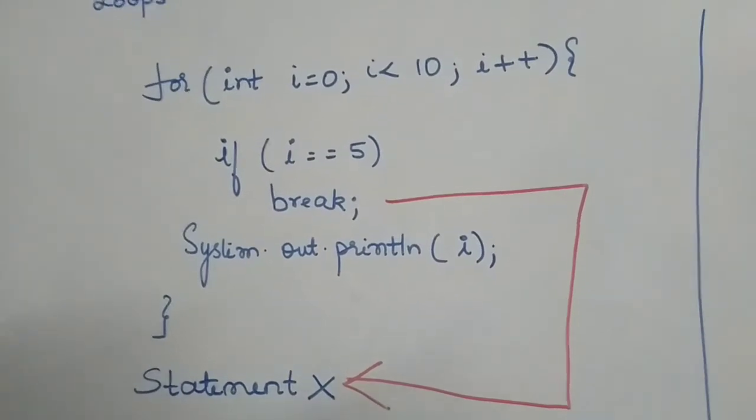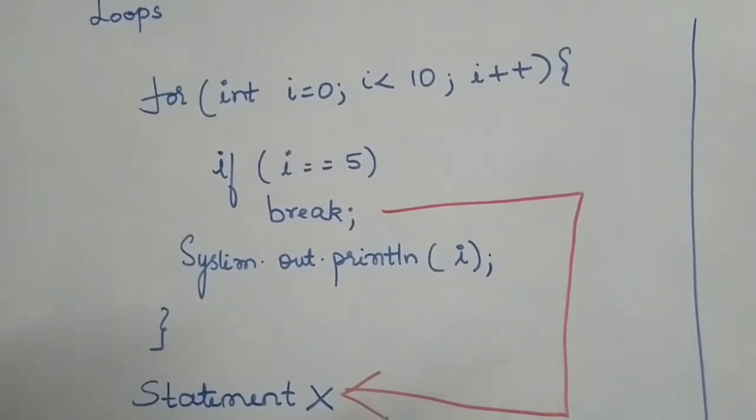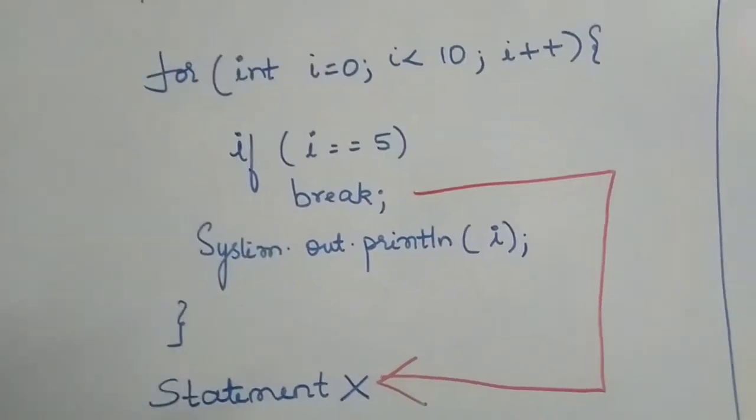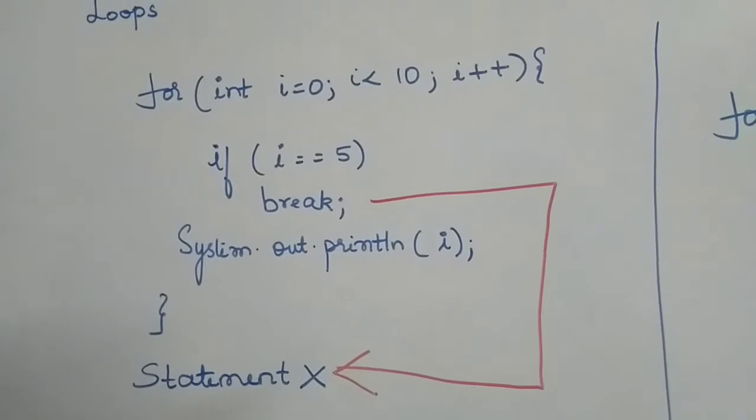So the loop is not executed fully. Whenever we want the loop to break, we have the facility of breaking the loop. So this is how break is used in a single loop. Now we'll see how break is used in a nested loop.